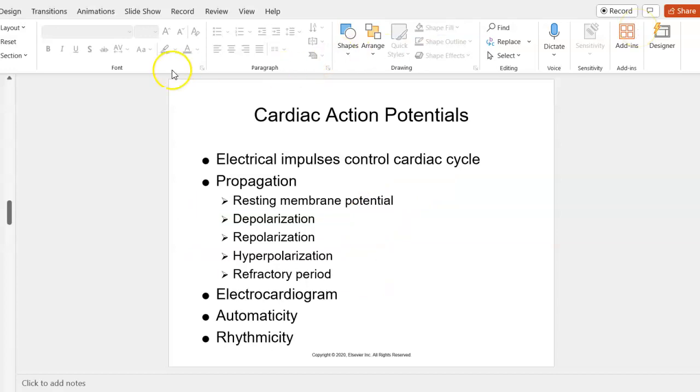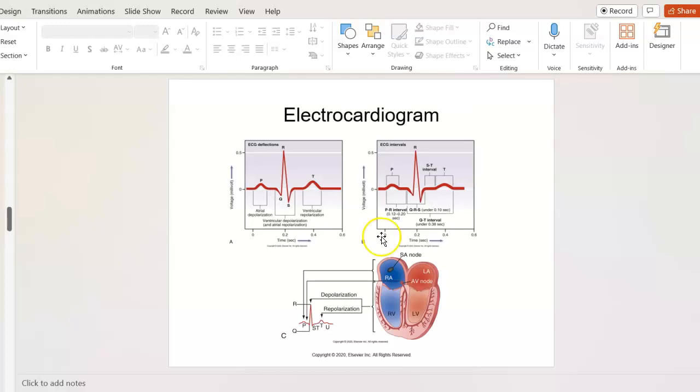When we look at EKGs, not only are we looking for rhythmicity and the proper amount of beats per minute, but we're also making sure that each one of these wave presentations is approximately the same. Of course, there's going to be some differences, but for the most part, they should be pretty similar. Okay, so P wave is when the atria contract.